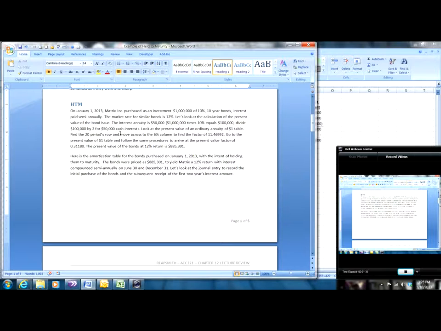I went ahead and just labeled out, look at the present value of ordinary annuity of $1 table to find the principal present value. We're going to go down 20 periods. It's 20 periods because it's a 10-year bond. Interest is paid semi-annually, so 10 times 2 is 20, so we got 20 periods. We go across to the 6% column because the effective interest rate is 12%. And then for the principal, we'll do the same thing with the present value of $1 table. Get those values, and we'll come up with this amount here, which is the present value of the bond itself.